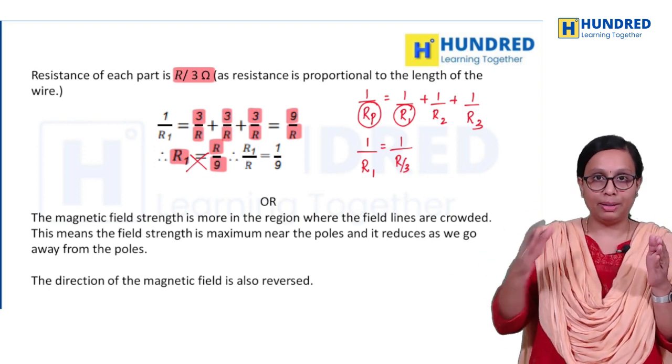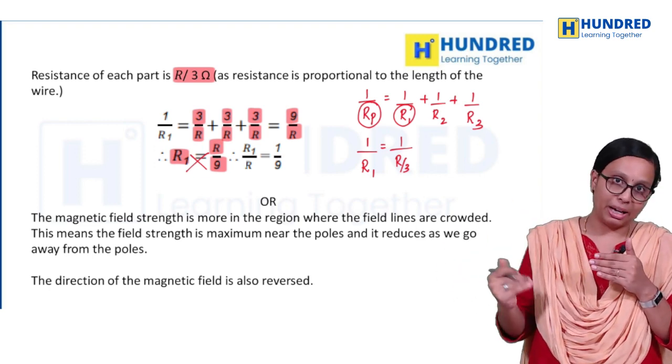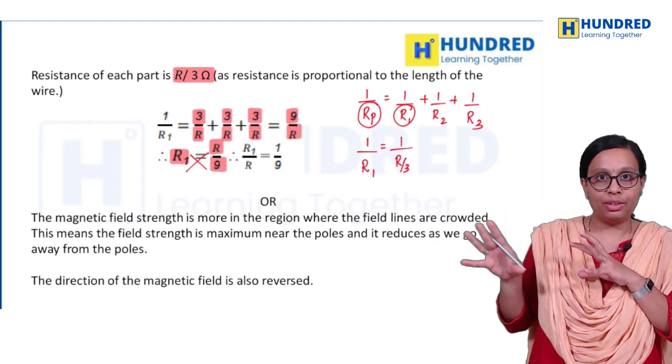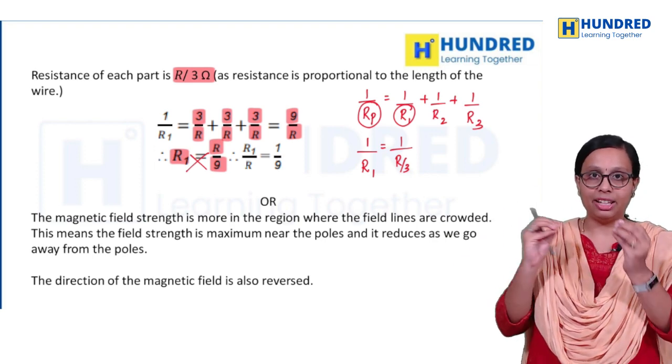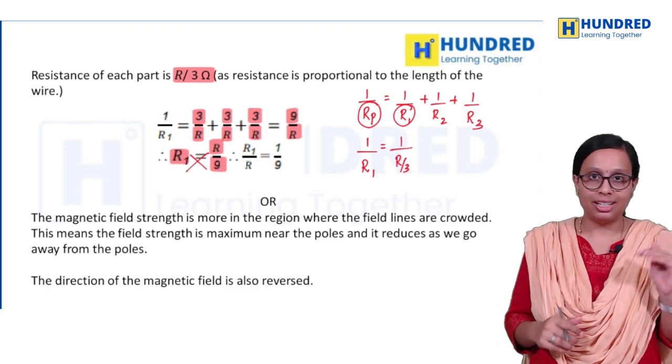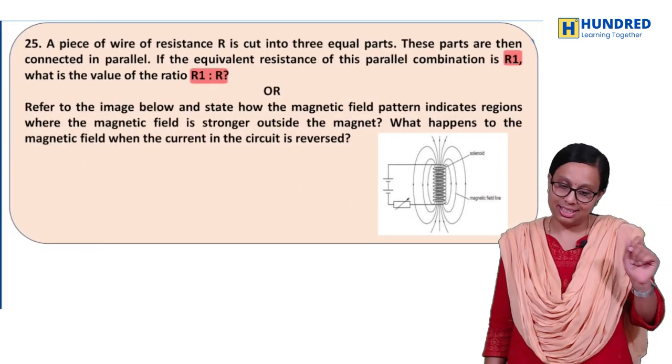You have a wire and you're splitting it into 3. So the resistance is R by 3. Okay. They are telling the equivalent resistance is equal to R1 and find the ratio between R1 and R. So it's a direct sum. Now the second part of the question is easier.